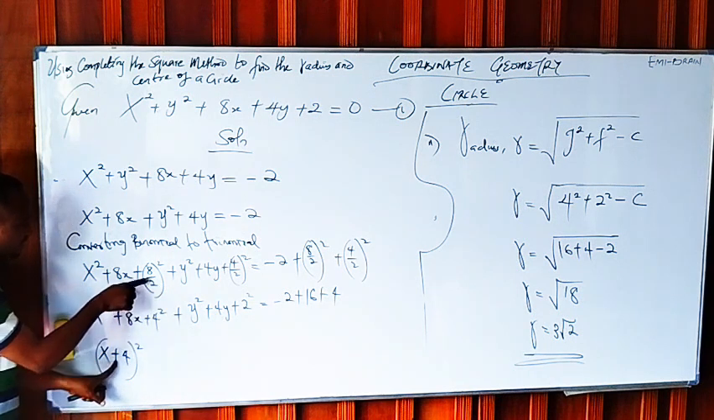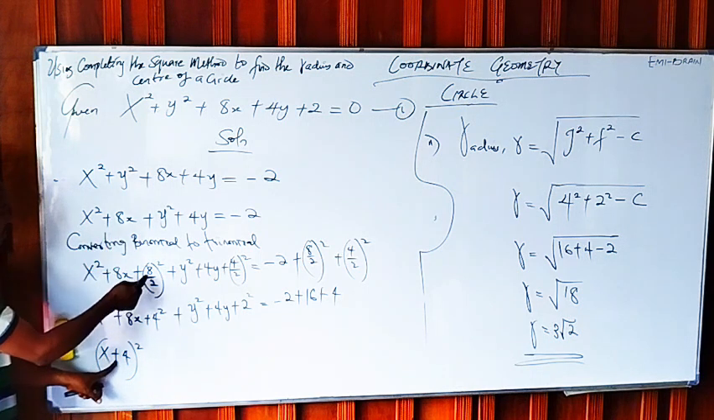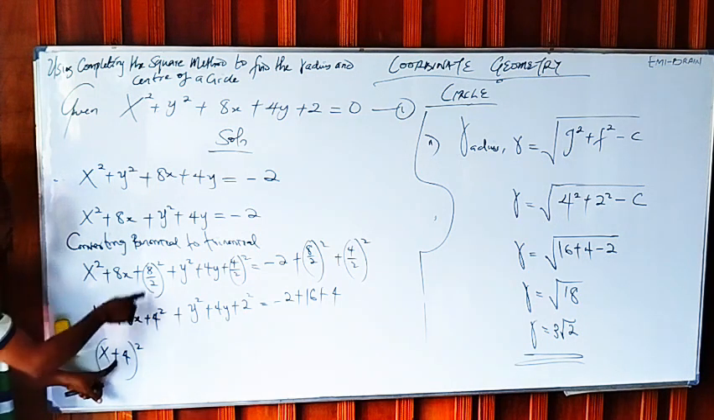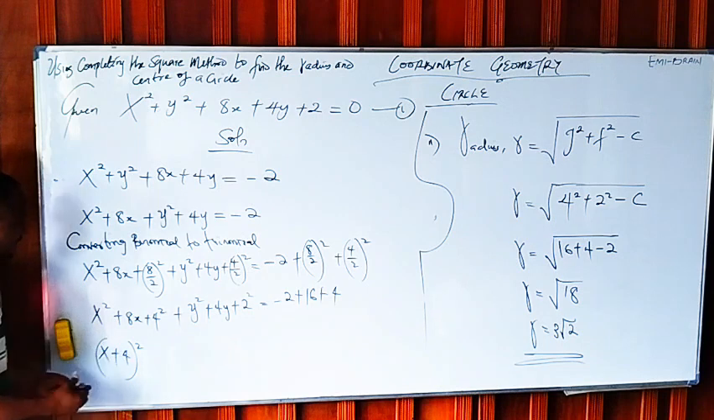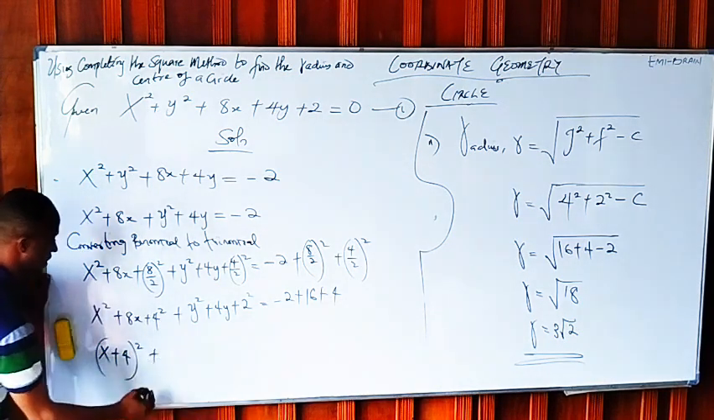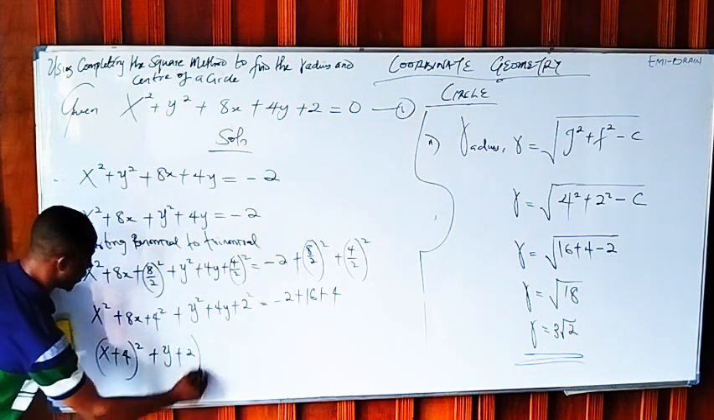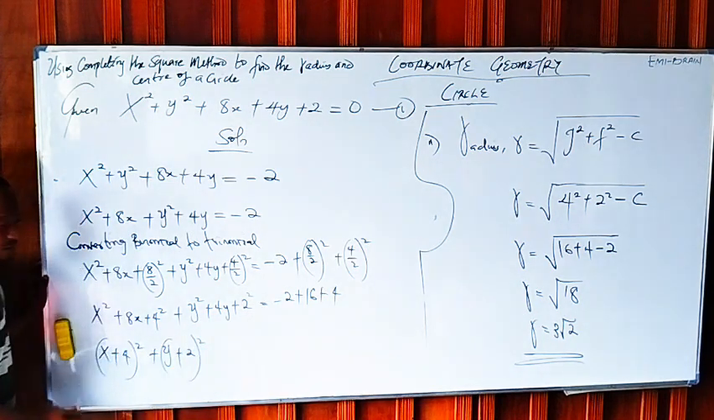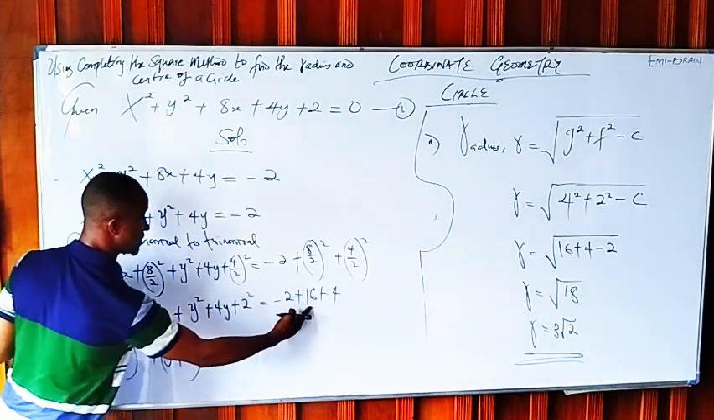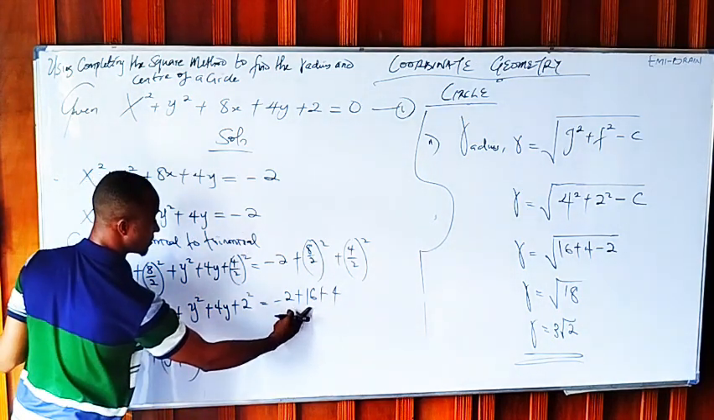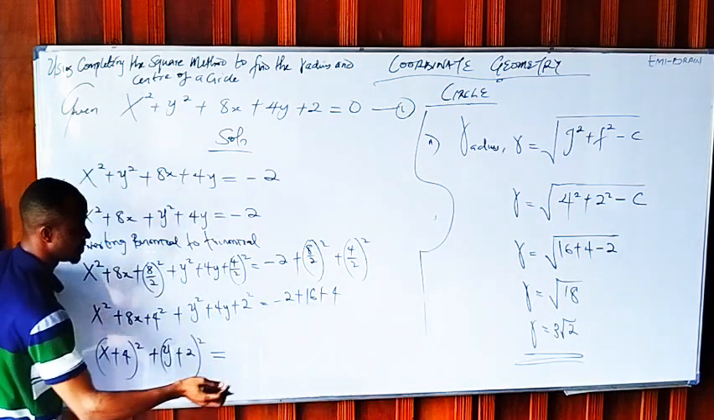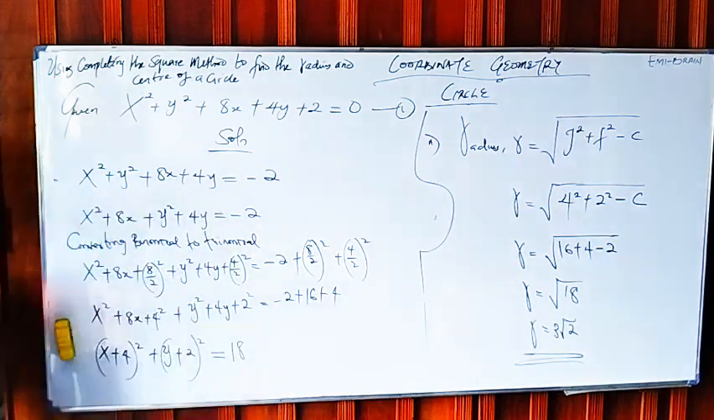But because what we have here is positive 8 over 2, because half of this 8 is 8 over 2, and the sign here is positive, I'll put the plus there. But if I have a minus sign, that means I'll put minus. Then on this other side, I'll pick y plus 2, all squared, equals minus 2 plus 16, which is 18. Are you sure? Good.